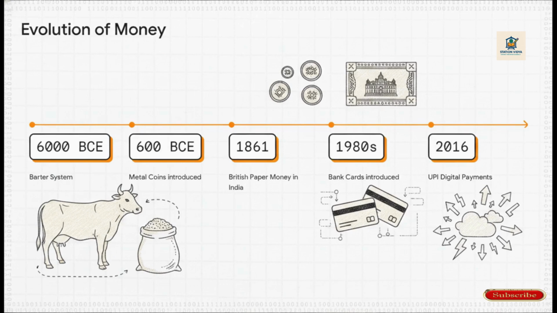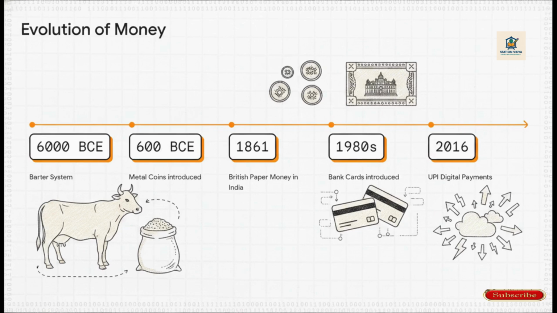I mean, we went from a clunky barter system around 6000 BC to those early metal coins around 600 BC. Then official paper money was introduced in India way back in 1861. Fast forward to the 1980s, and we see digital bank cards emerging. And then, boom, in 2016, India completely revolutionized digital payments with the UPI system. We have quite literally gone from trading actual cattle thousands of years ago to sending wealth through invisible airwaves in a fraction of a second today.